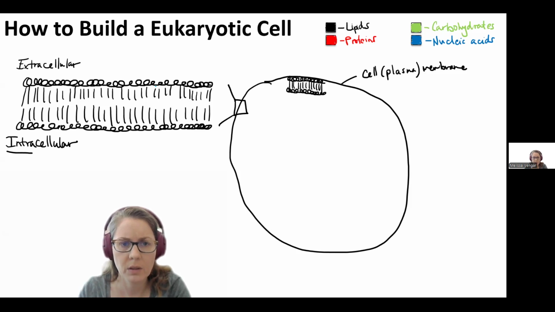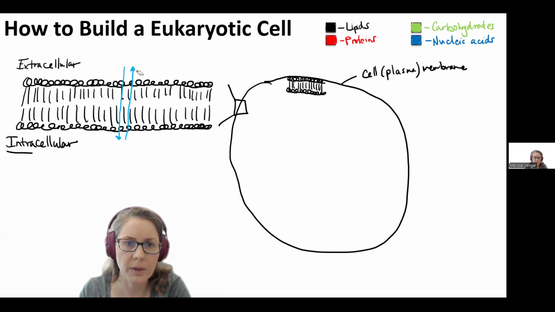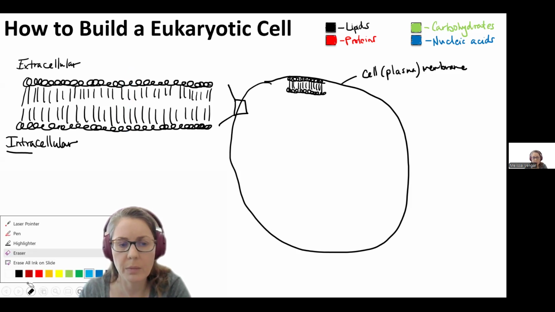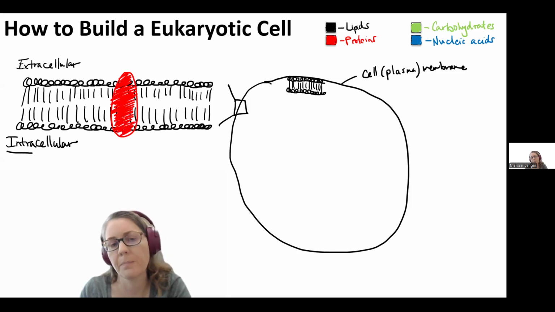How do I get water back and forth through a membrane that is mostly fat on the inside? Water doesn't like fat, so water just gets kicked out or kicks back in again. So one of the things that I'm going to need is some proteins to help me build some of the structural components of my cell membrane. So what I can do is I'm just going to put a big red protein that goes through my membrane like that.